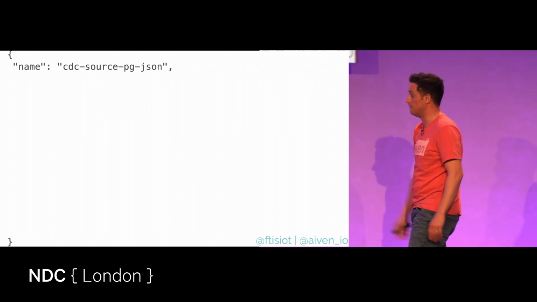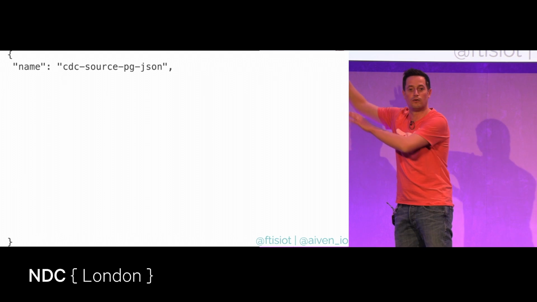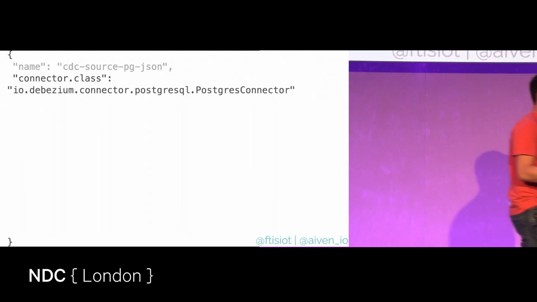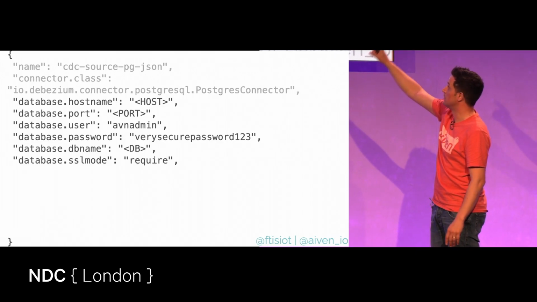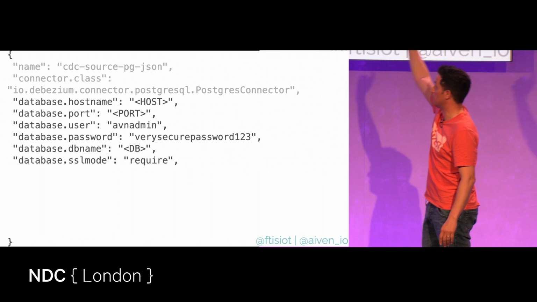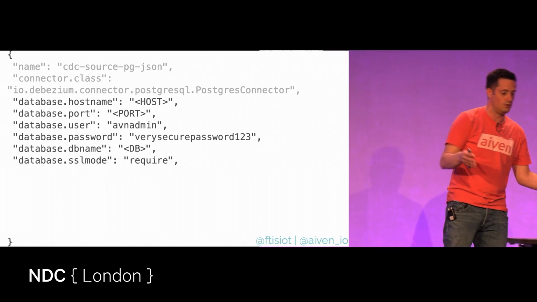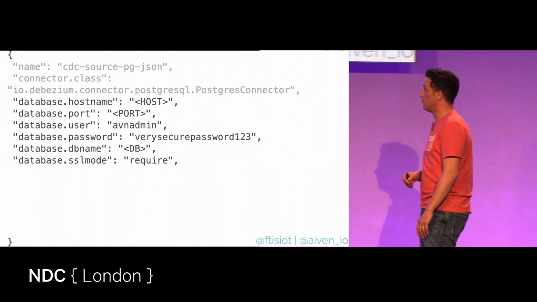Again, it's a JSON configuration file. As you can tell, it's probably a little bit longer than the other one. So start with the name. Then we define the class. It's for Postgres in this case, the Debezium connector for Postgres. And then we define where Postgres is: host name, port, user, password, database name, and SSL mode. What else?